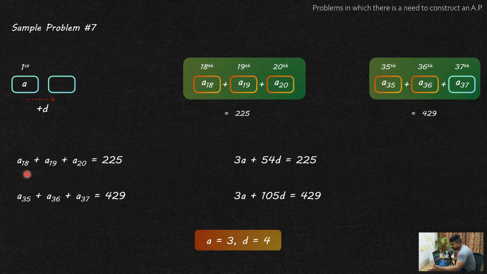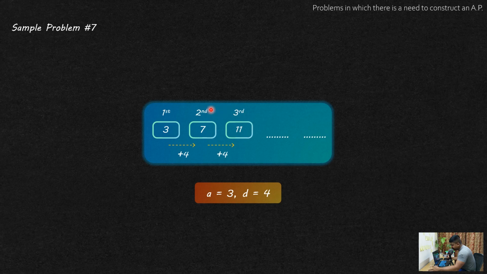So using the formula of nth term of an AP for all these six expressions, we get two equations. 3a plus 54d equals 225 and 3a plus 105d equals 429. From these two equations, we can simply find the value of a and d. A comes out to be equal to 3 and d comes out to be equal to 4. And finally, we have our AP. First term is 3, common difference 4. Second term is 7, then 11, and then so on.